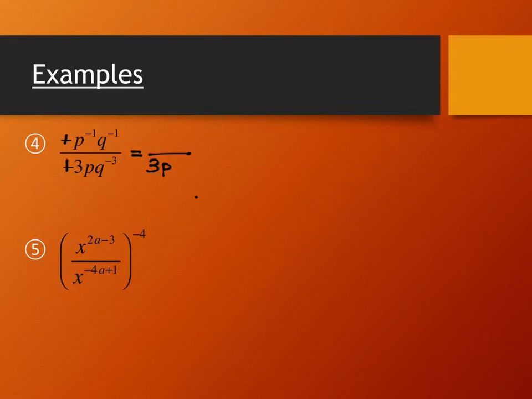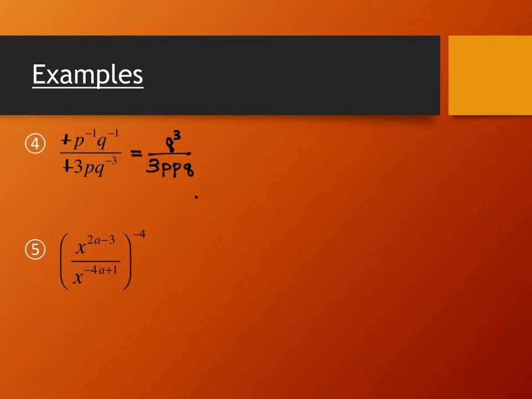So the p to the negative 1 in the numerator will become p, or p to the 1, in the denominator. The q to the negative 1 in the numerator will become a q in the denominator, or a q to the 1 if you prefer. And then the q to the negative 3 in the denominator will become a q to the 3rd in the numerator.